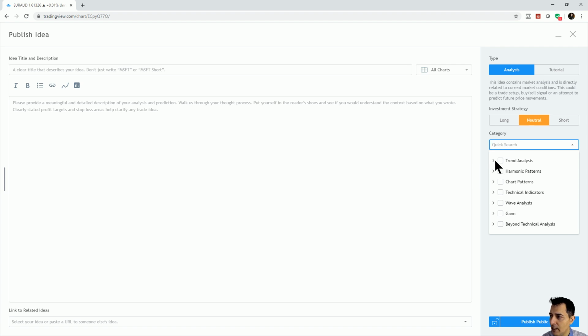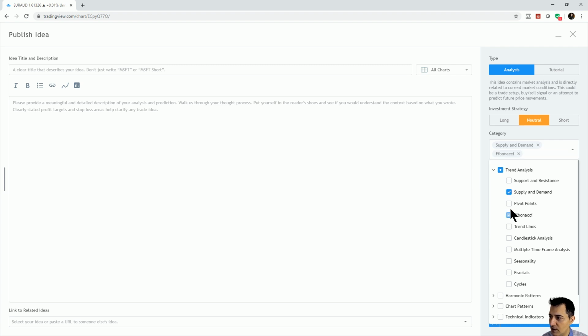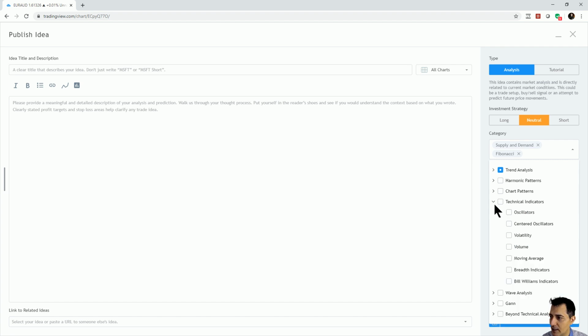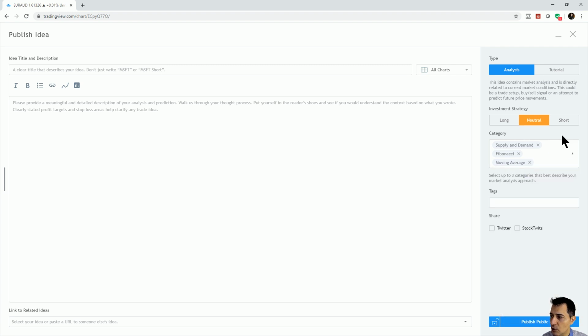Maybe you did a trade on supply and demand, and you were using FIPS, and also you were using some technical indicator, maybe a moving average. Maybe you were doing all of these, so you could also add those categories. So when people search for your trades, they may search for that. But the best way is that you come here and type, hey, this is a trade with UFOs. So you type trade with UFOs.